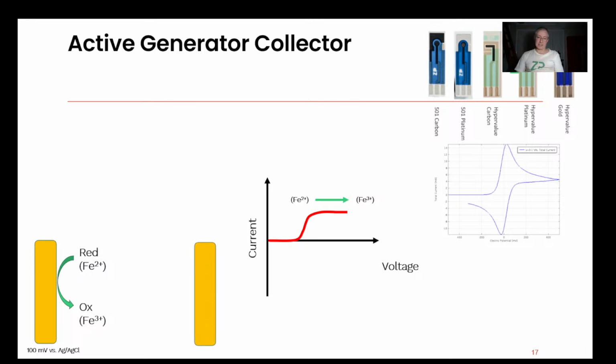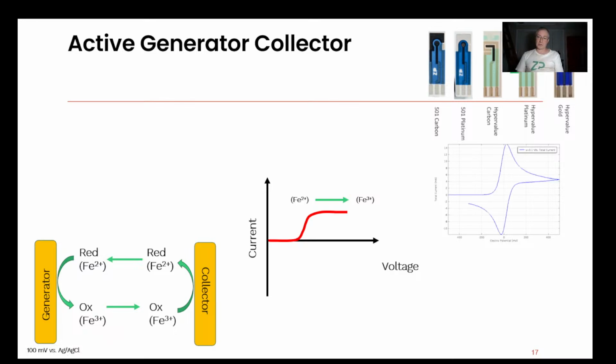But let's say you've got an electrode fairly close to this. Then what you can end up having is diffusion across of that ferricyanide, and if the potential on the collector happens to be at the right potential, you can end up reducing the ferricyanide back to ferrocyanide, and then it's free to diffuse back to the generator.